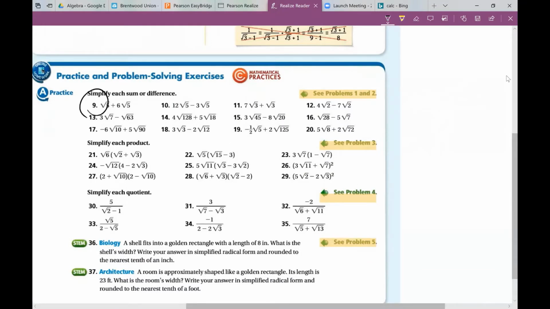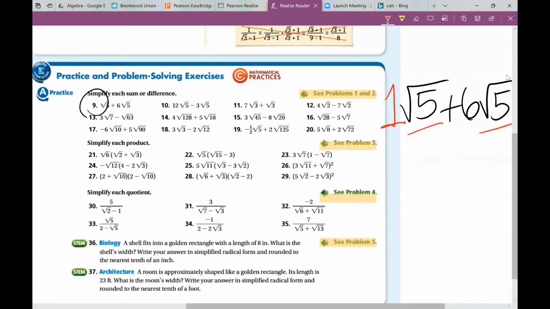So we'll start with number 9, which is radical 5 plus 6 radical 5. Well, you should know by now that if there's nothing in front of a variable, there's really one of that thing. The same is true for this radical. This is really 1 radical 5 plus 6 radical 5. Because these radicals are alike, I'm allowed to add the pieces together. So it's 1 something plus 6 something, which makes 7 something. So your answer for number 9 is 7 radical 5.